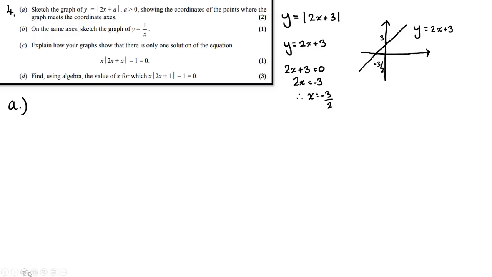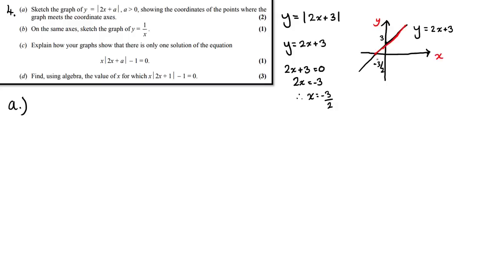So if I draw this in a different colour just to highlight this, well, when you're taking the modulus of the whole expression like this, y equals the modulus of 2x plus 3, then anything below the x-axis gets reflected above. This is the x-axis, this is the y-axis. So we would have this part here, from this point where it cuts through the x-axis all the way up, that would remain the same.